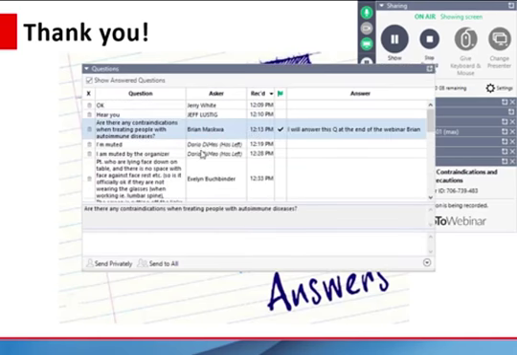Any contraindications when treating patients with autoimmune diseases? With patients with autoimmune diseases, like the systemic lupus I mentioned, it's considered a precaution, not necessarily a contraindication. You just need to monitor it and be careful, but it's not considered a contraindication.